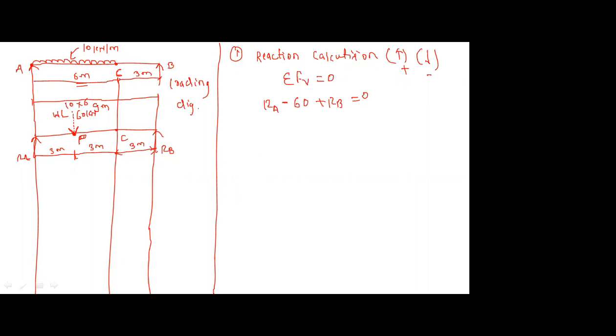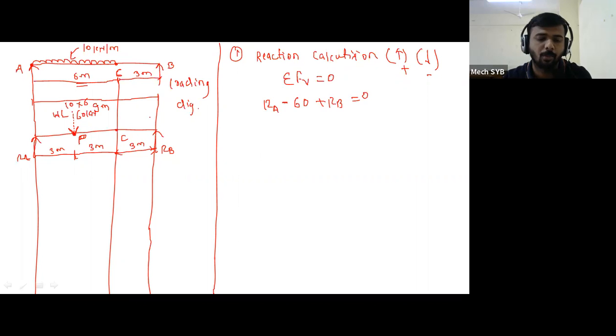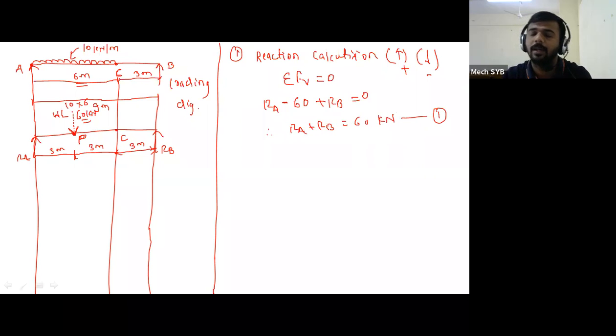See, RA and RB are both moving in the upward direction, therefore we have taken them positive. But this UDL converted into a point load, this 60 kilonewton force, is moving in the downward direction, therefore it is negative. Therefore RA plus RB is equal to 60 kilonewton. This is equation number 1. If you look at equation number 1, there are 2 unknowns, RA and RB. So what will be the next step? What do we have to do?